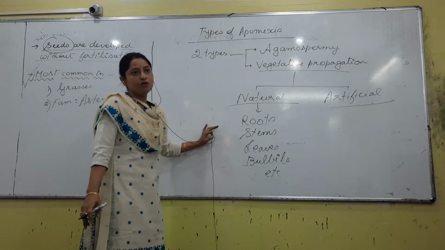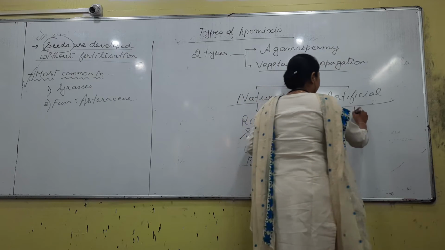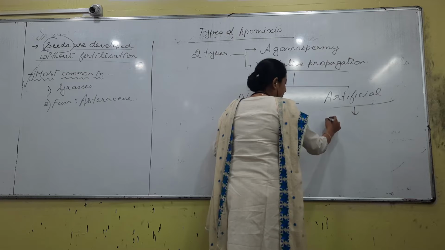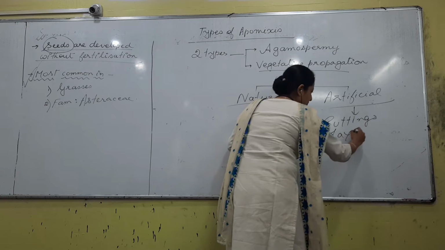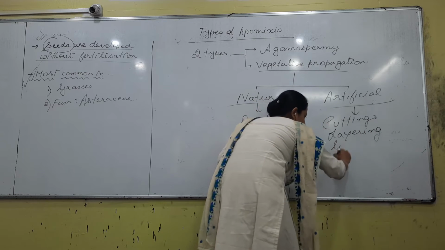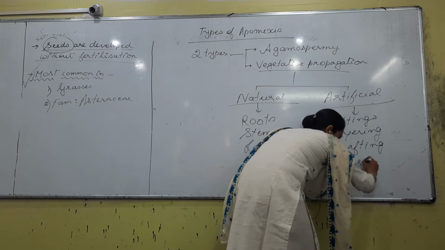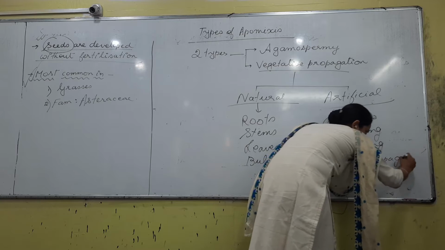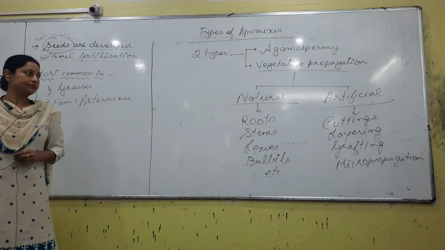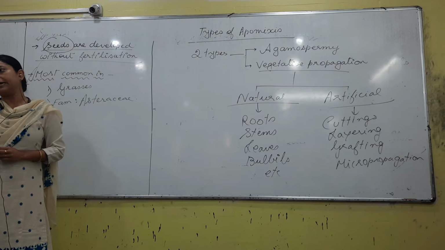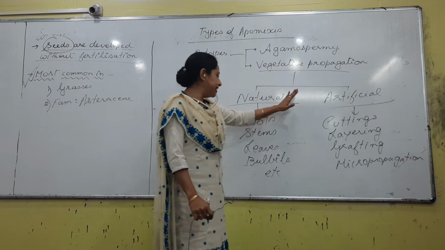Remember, these terms we have discussed in morphology, right? As far as artificial is concerned, there are some processes like cutting, layering, grafting, micropropagation. Micropropagation means we are talking about tissue culture, right? So this is artificial vegetative, and natural vegetative is here.